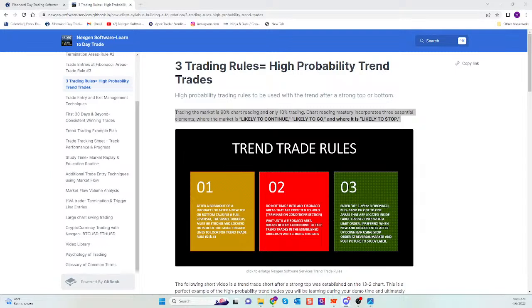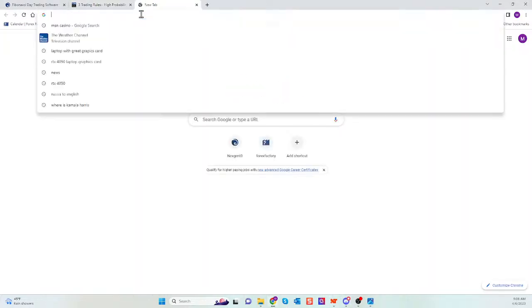Guys, your ability to read your charts is going to give you 3 essential elements that are going to take you to really wherever you want to be with your trading. You're going to be able to look at your indicators and understand where the market is likely to continue. You're going to understand where the market is likely to go, and you're going to understand where the market is likely to stop.